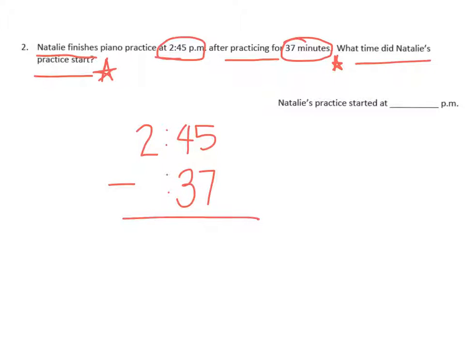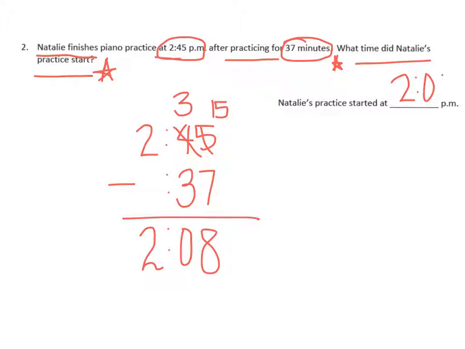So if I take a look, 5 minus 7 I cannot do. So I'm going to borrow from the tens, which means that the 4 will become a 3, and I'll bring back a 10, so now I have 15. So 15 minus 7 is equal to 8. 3 minus 3 is equal to 0, and 2 minus nothing is 2. So that means Natalie's practice started at 2:08 p.m.